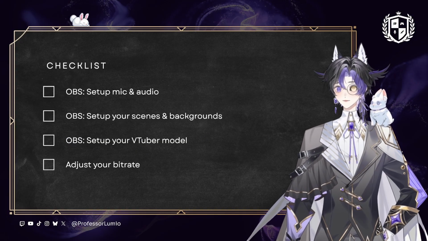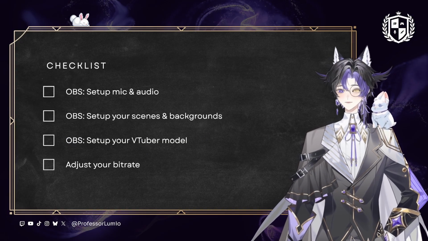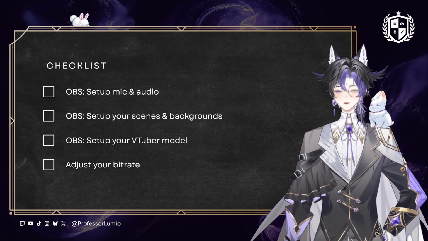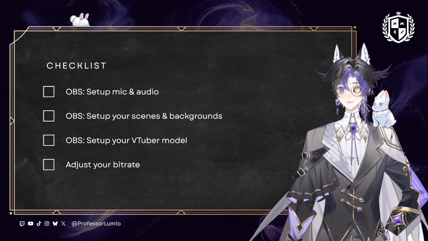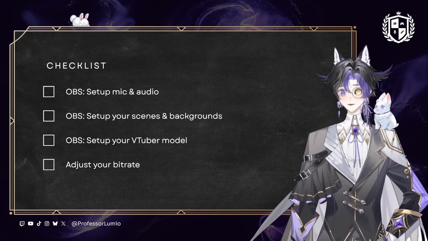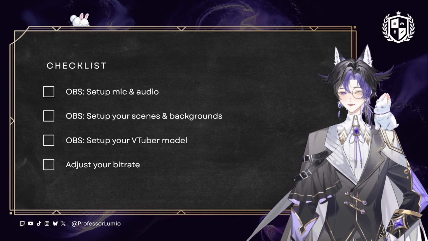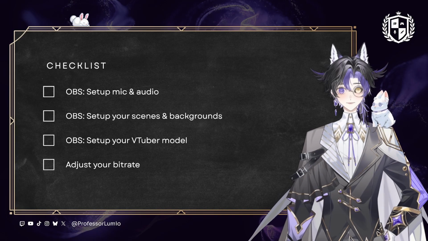So here's your homework for this course. In OBS, set up your mic and audio sources. Then set up all the scenes you want to use and any backgrounds for those. Connect your model, whether that's a PNGTuber or a live 2D model in VTube Studio, and then adjust your bitrate to the level that you think is a good starting point.